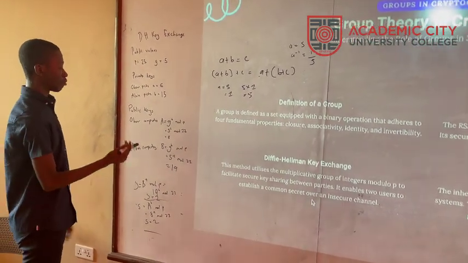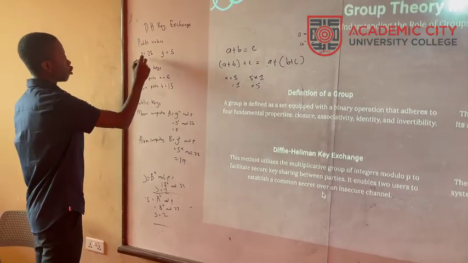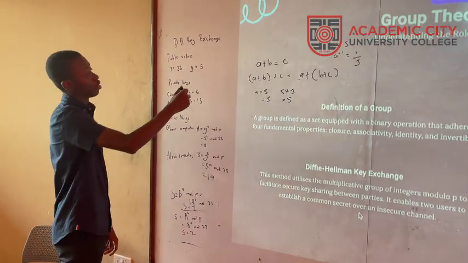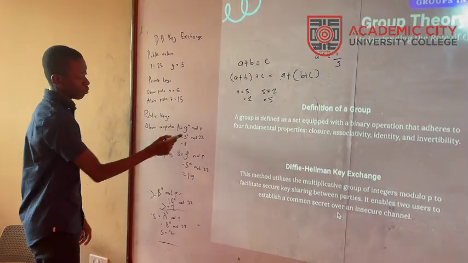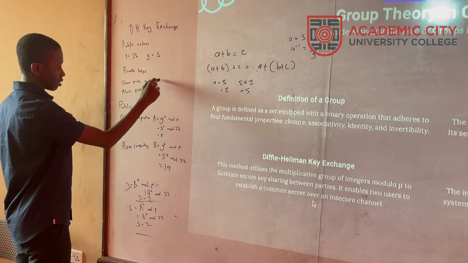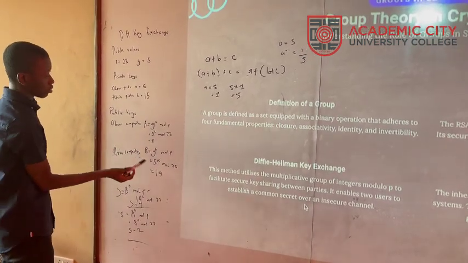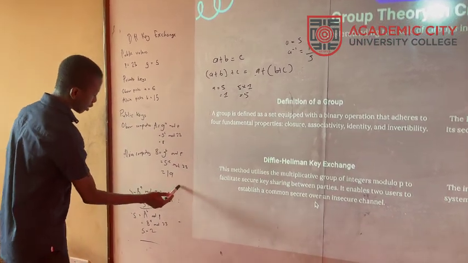So you put in the formula g to the power a modulo p. Your p here is a large prime number, and your g here is a generator. Your generator has to be lower than the prime number. So when you put it in the formula, Obor's private key was 6. So 5 to the power 6 modulo 23 gives you 8. Alvin's private key was 15. So 5 to the power 15 modulo 23 gives you 19.